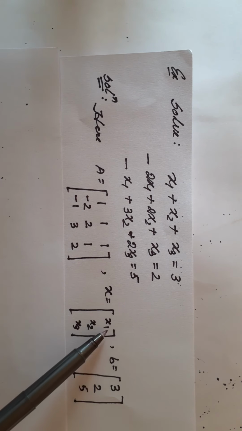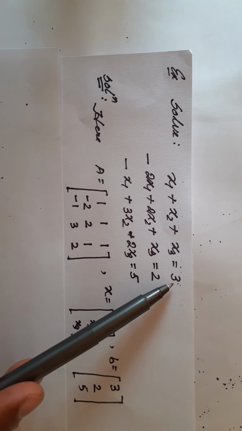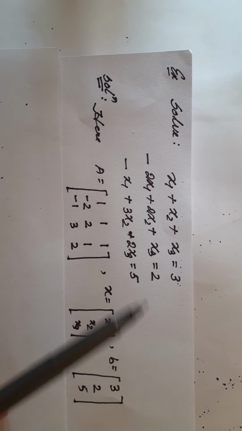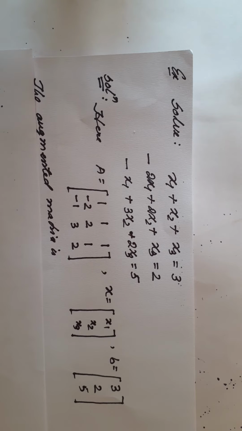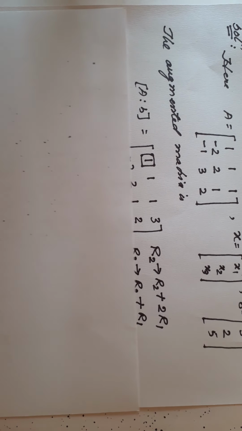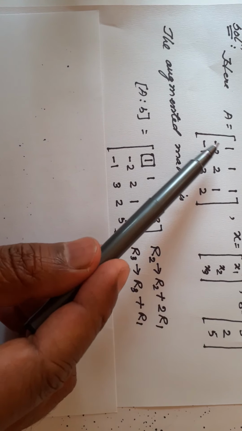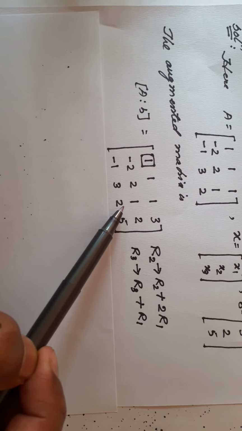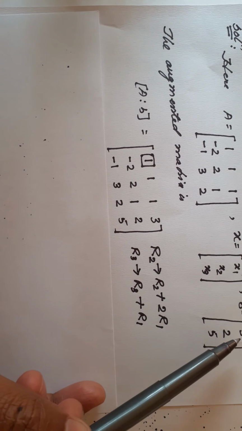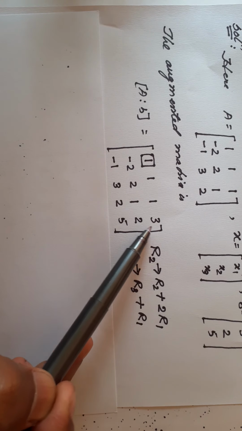The variable matrix is x1, x2, x3, and the B matrix is the entries on the right hand side of the equations. This is 3, 2, 5. Again, as we did in the previous examples, we will start with the augmented matrix and reduce it to row echelon form. The augmented matrix is written by writing the columns of A in the first part, and the last column is augmented by the column B. So 3, 2, 5 is augmented here.